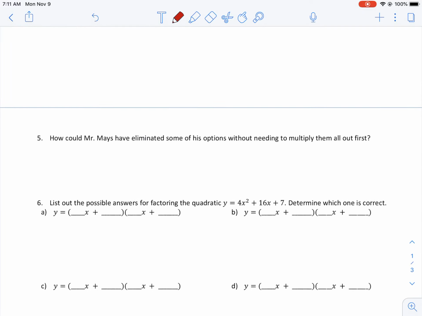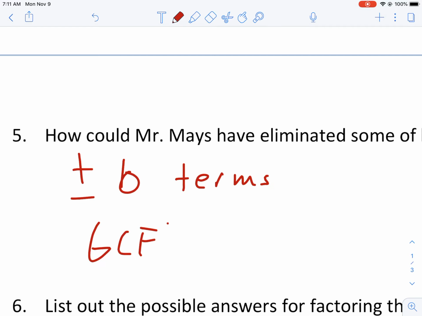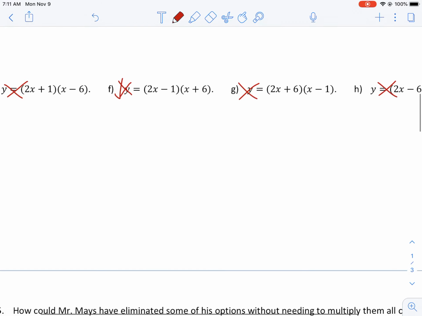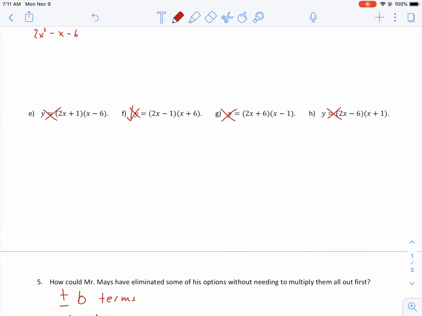But those are things you can kind of look for. So you can look for positive or negative B terms and GCFs. All right, so you don't want to pick an answer where it would end up being a GCF. So you don't need to check the ones where the 2 here is with another even number. But if you can't remember that, that's fine.